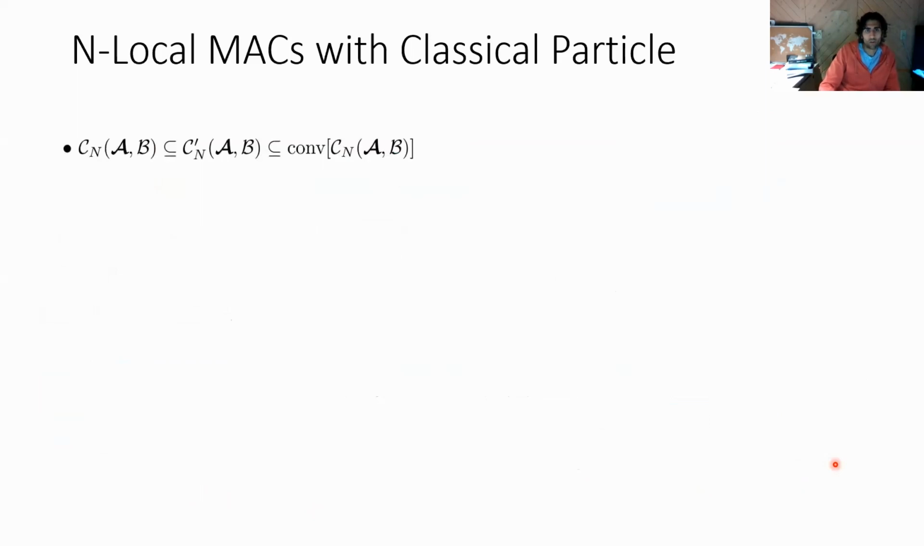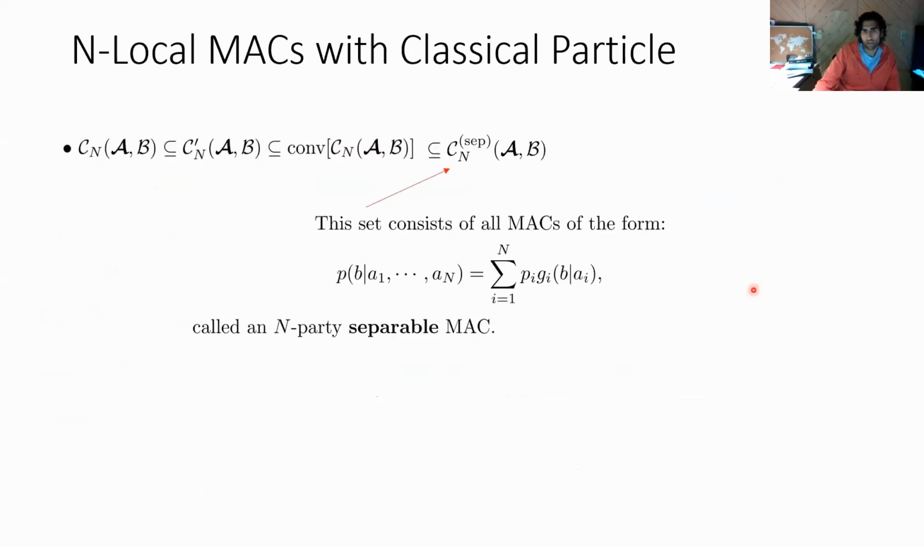And actually, we can define one more set here, which we call the separable MAC. And this has a very convenient mathematical form where it's just a convex combination of one-center channels. So here this GI only depends on the input from one of the senders. And so you're basically just averaging over all of these. And the channels of this form include all the other classes that we introduced.